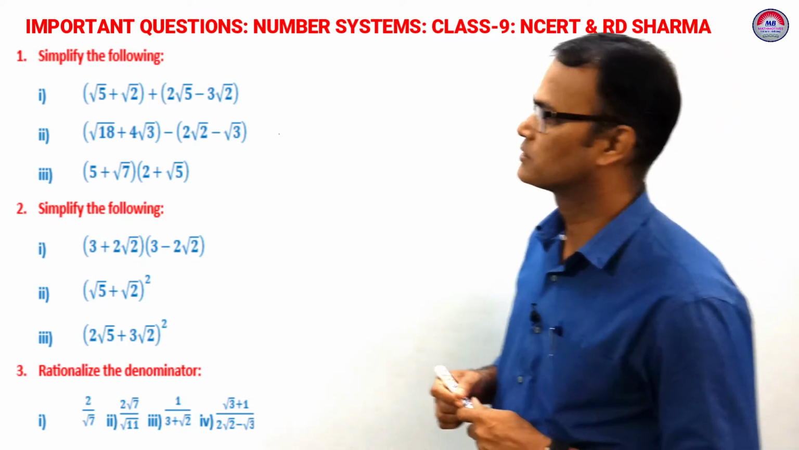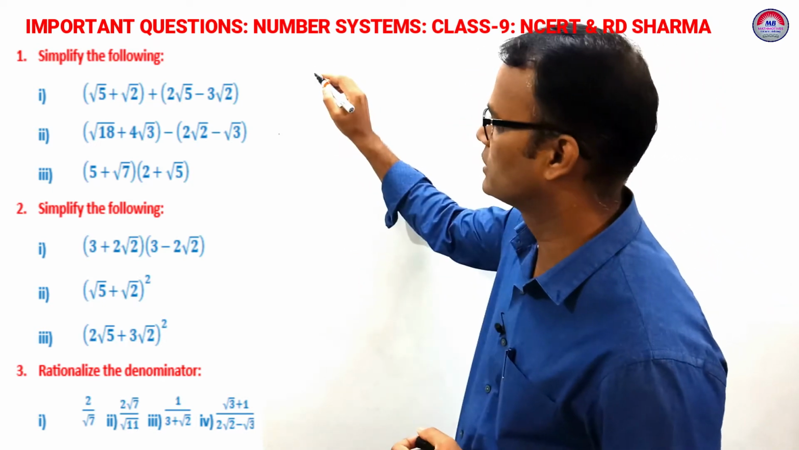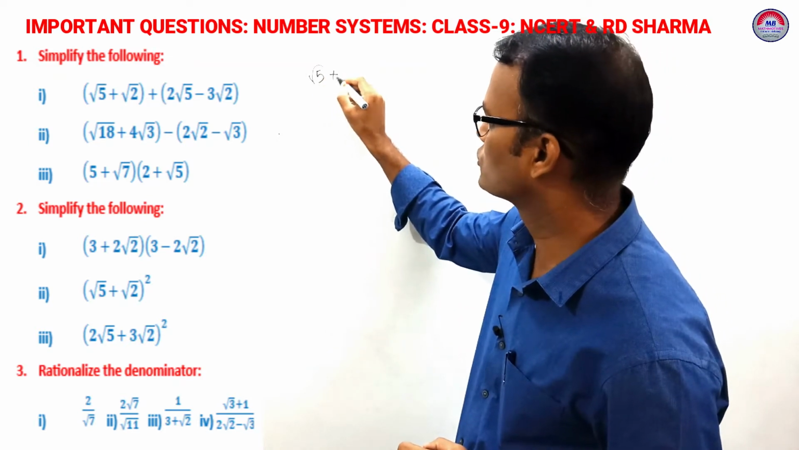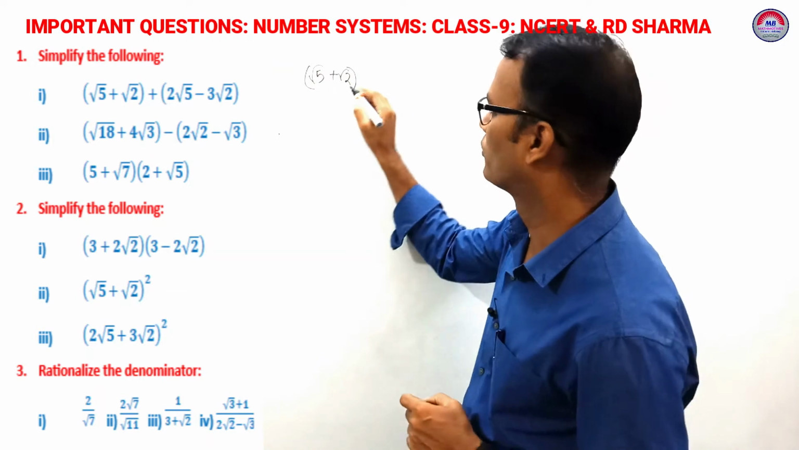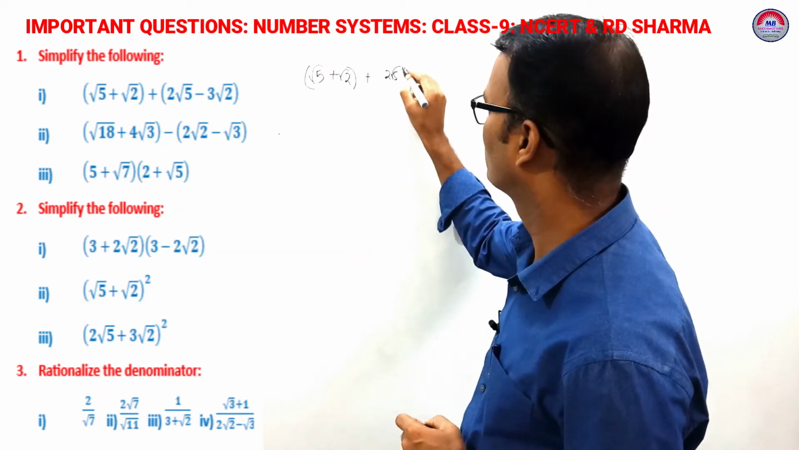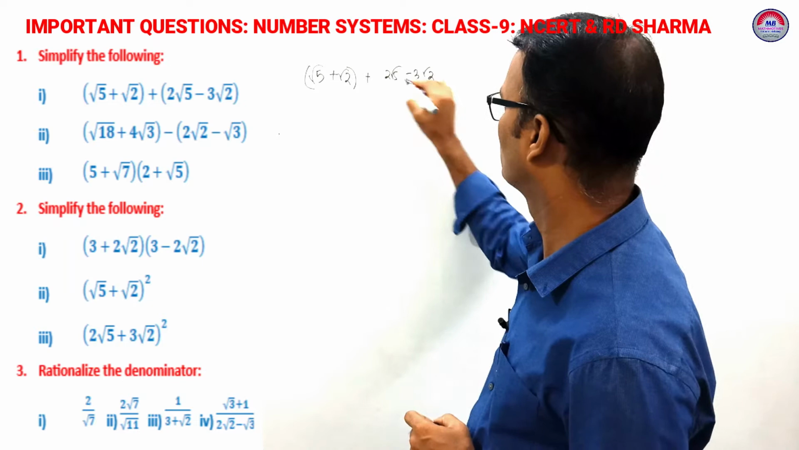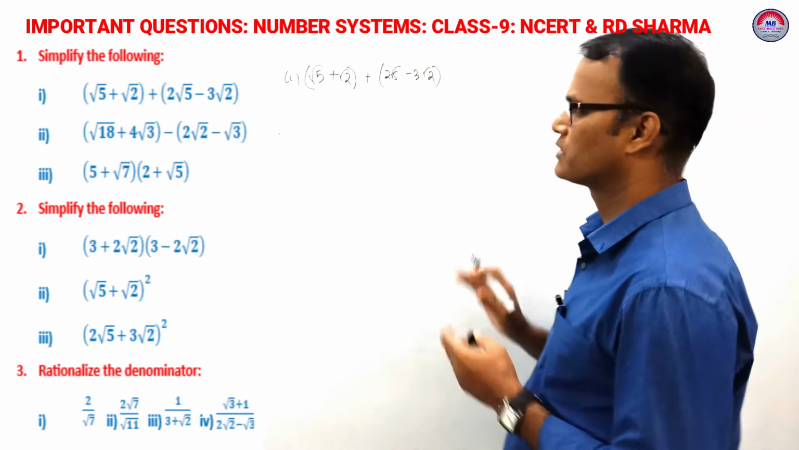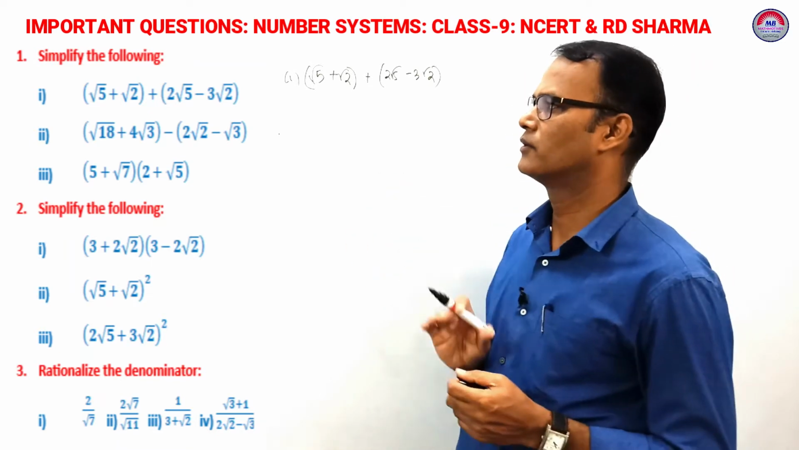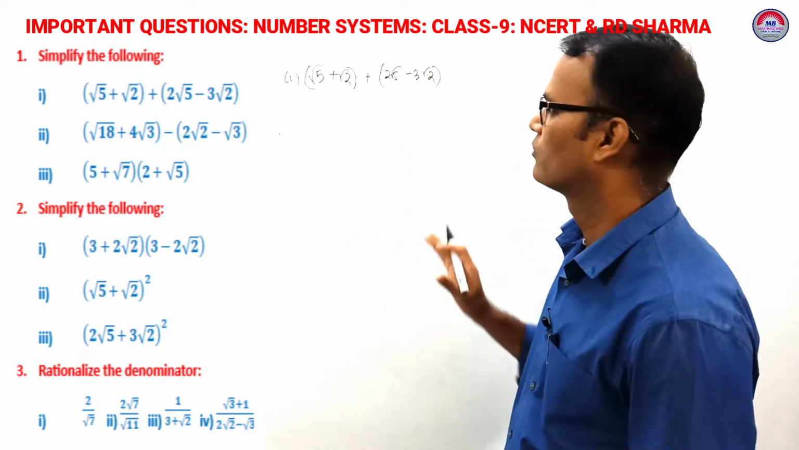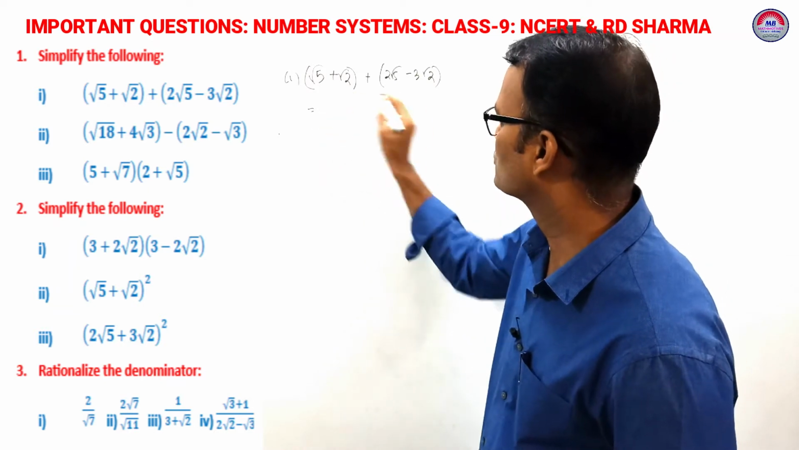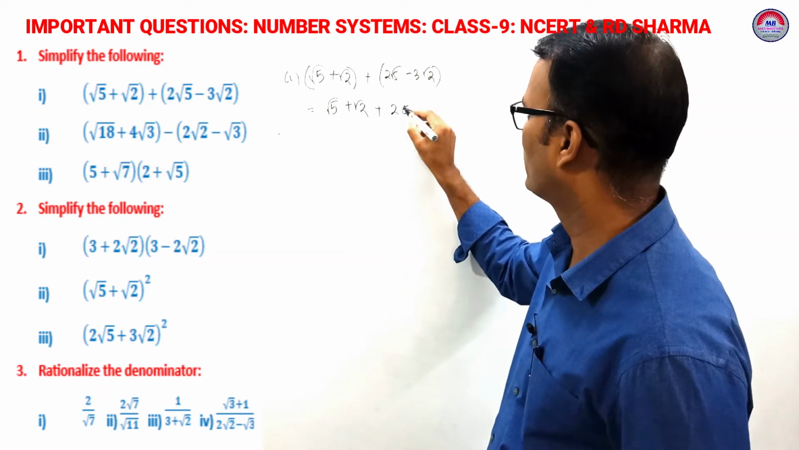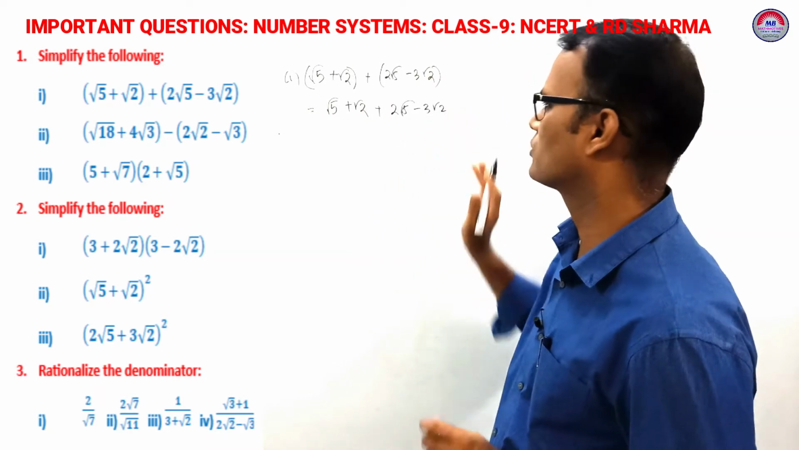Simplify the following. First, root 5 plus root 2. You see, question number 1, bit 1: root 5 plus root 2 plus 2 root 5 minus 3 root 2. Okay, bit 1 is given. So it is very simple addition of irrational numbers. Then you have to add. How to add? Just open the bracket.